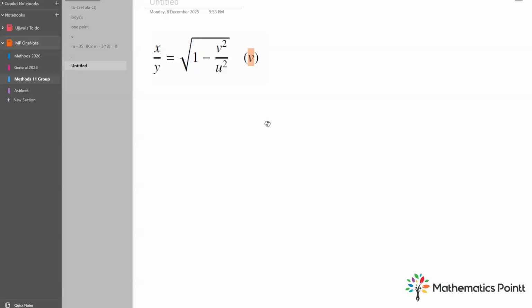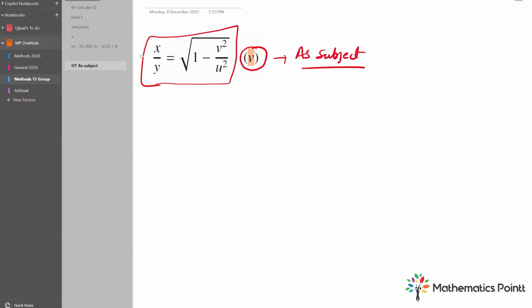So the goal is to make V as subject. So rearrange this whole bit so that we become V as subject. First things first, let me get rid of this. I need to free up V. The first hurdle is the square root.